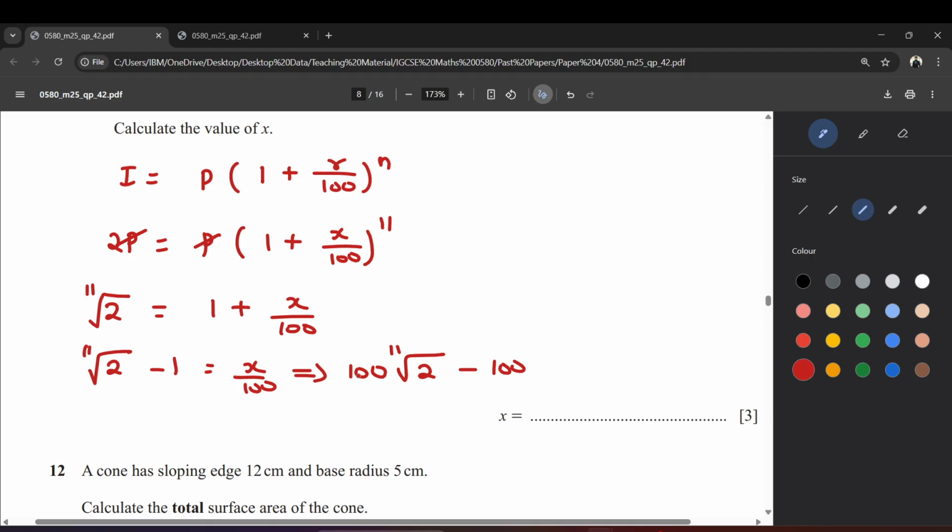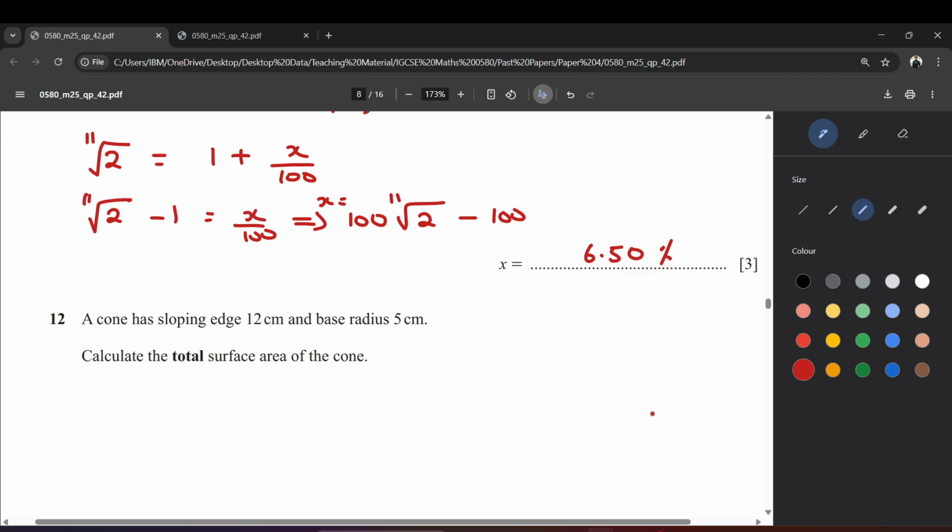So therefore my final answer will be 100 times 11th root of 2 minus 100. So that will give me 6.50%. Okay.